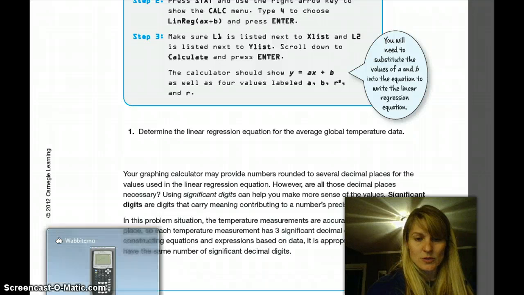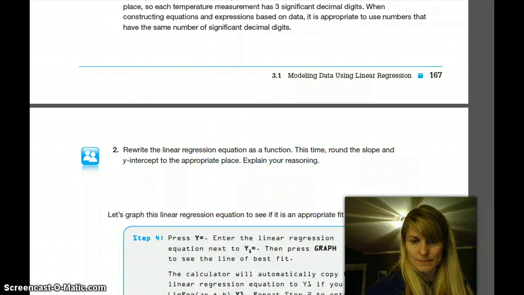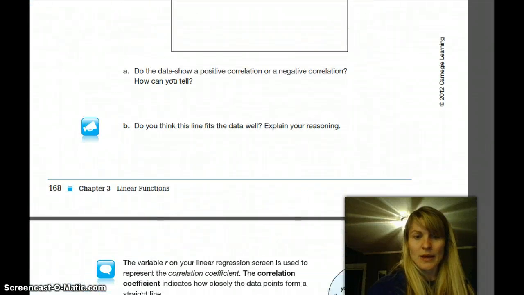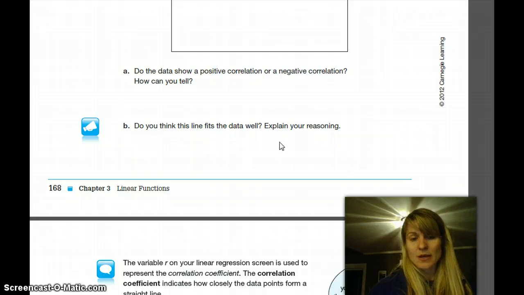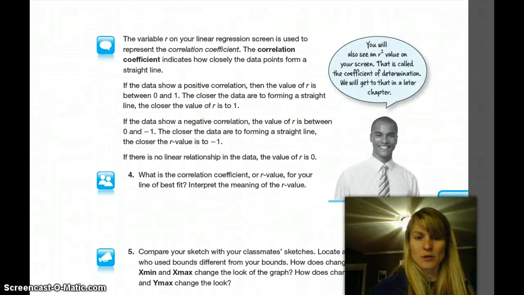So if you go back to your page, it asked if it's a positive or negative correlation. Remember, that is like asking if it's a positive slope or a negative slope, and how can you tell? So fill that in. Why do you think this line fits well into the data? Explain your answer.